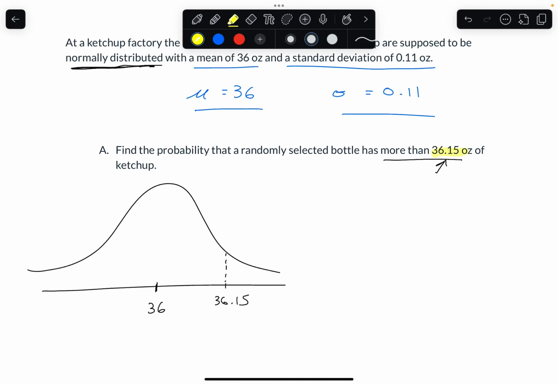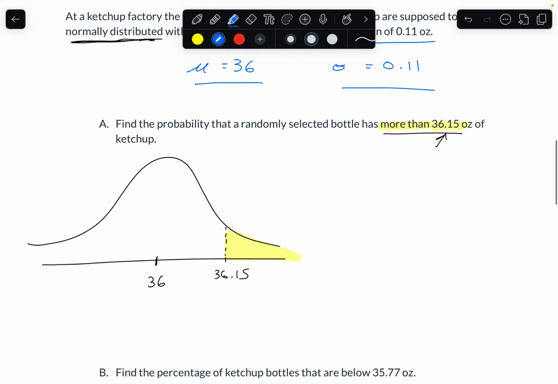And if I say I want to know the probability that has more than this value, well, the values that are more than 36.15, those would live over here somewhere to the right. So this problem is really asking me to find the area to the right of 36.15. So in order to find this, I'm going to have to do a couple things first. I need to start by finding the z-score corresponding to this. If I'm going to use my z-tables, I have to find the z-score for this observation. So my z-score formula, just in case we've forgotten, is z equals x, which is my observation, minus my mean, divided by my standard deviation.